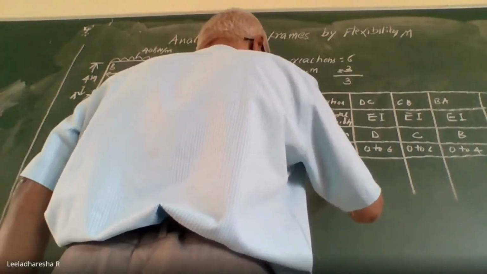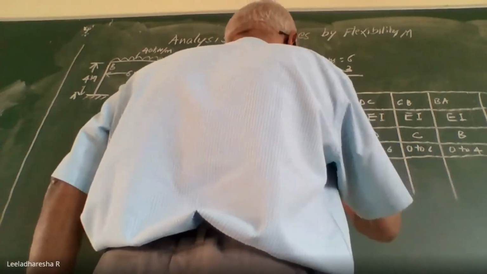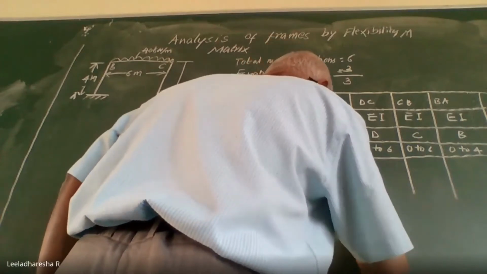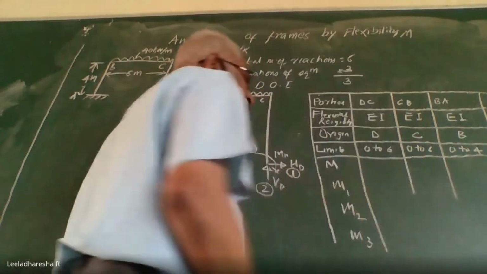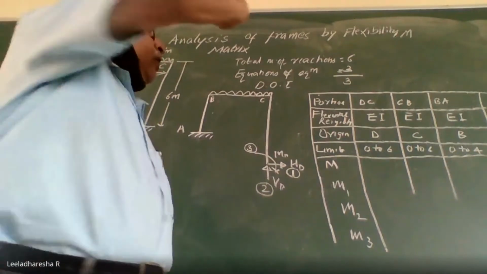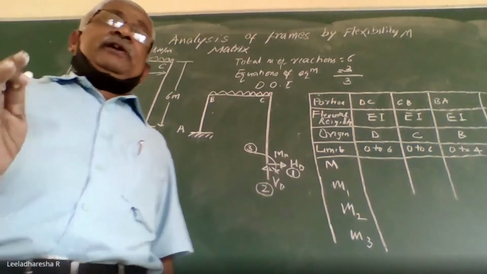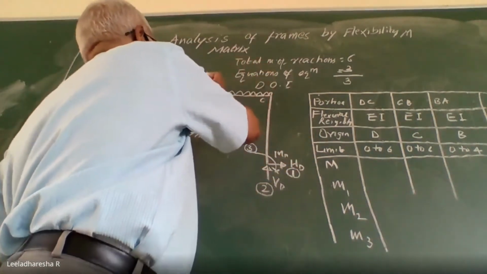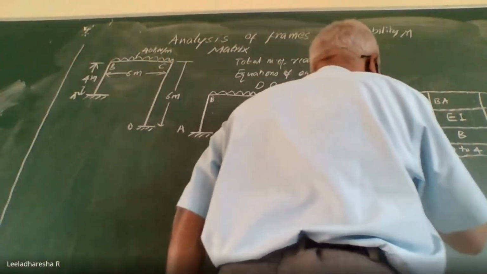Next, you have next force M1, M2, M3, because three coordinates are there. M1 is the bending moment in any portion of the beam due to the external load. Whatever bending moment I get in the portion from D to C, C to B, and then from B to A, I am going to write in this particular row.